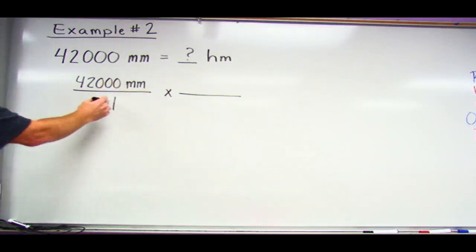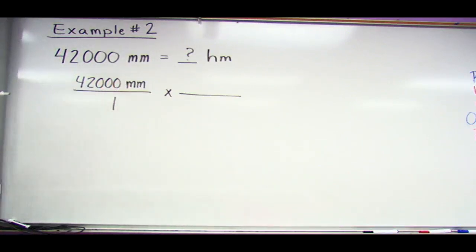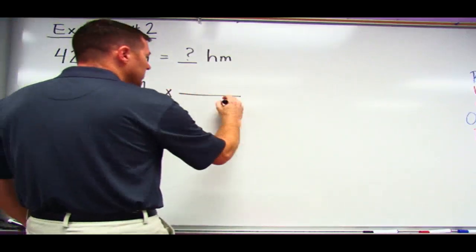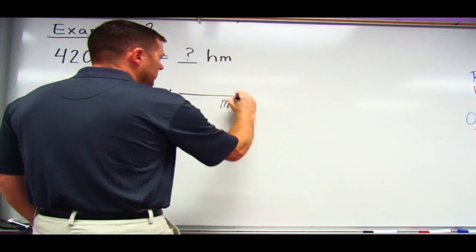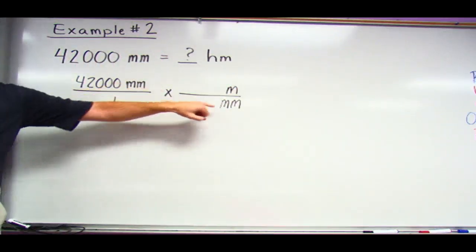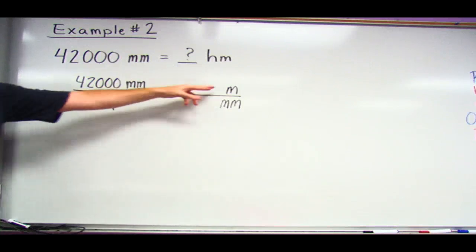Okay, so 42,000 millimeters over 1. We want to convert to the base. So what is our base? It would be meters. So we're going to go from millimeters to meters. And you look, we now have millimeters on top, millimeters on the bottom. They'll cancel out, so we're going to be in meters.